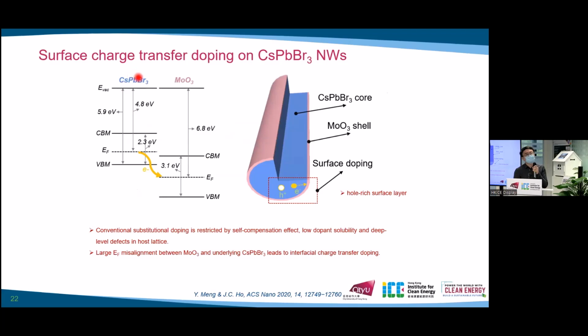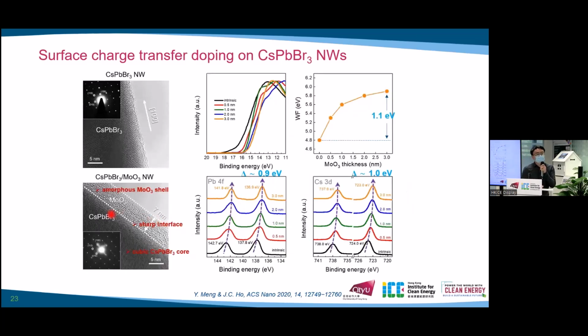If the cesium-lead bromide-3 contacts with the MoO3, the electron will move from the fluorescent material to the oxide. As a result, there will be a hole-rich layer at the cesium-lead bromide-3 surface. This will be beneficial for the carrier transport. From the HRTEM, we can see the amorphous MoO3 layer uniformly covering the cubic cesium-lead bromide-3 nanowire, and a very sharp interface between the MoO3 and the cesium-lead bromide-3.